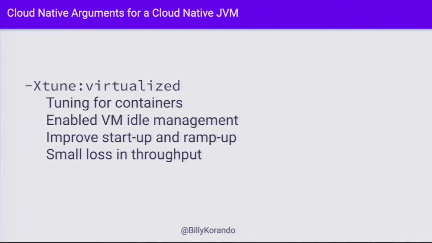So we have some cloud native arguments for a cloud native JVM. So we have Xtune:virtualized. This is good tuning for running in containers. It enables VM idle management, and it also has some improvement in startup and ramp up. There is a bit of a loss in throughput though if you're using that, so it can be weighed depending on how much demand your service is going to be having and how long running it's going to be. If it's a very short running service, it makes no difference.